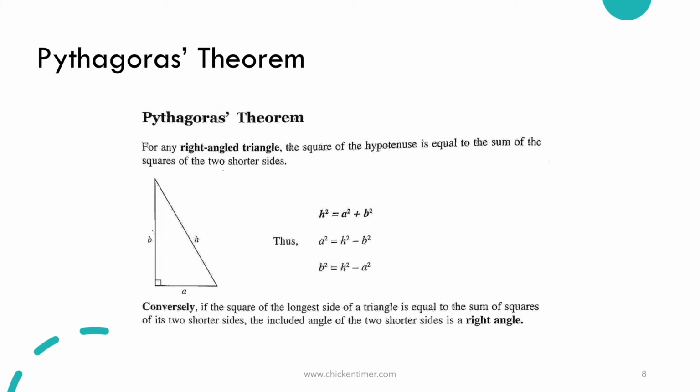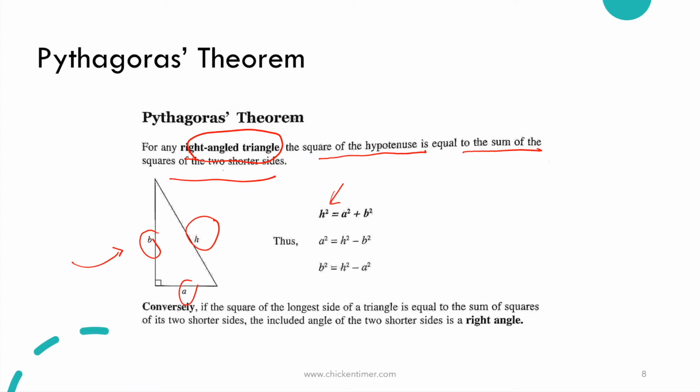So we have a slight detour down here. We talk about Pythagoras theorem. Pythagoras theorem is used for a right angle triangle. It says that the square of the hypotenuse is equal to the sum of the squares of the two shorter sides. In this diagram, we have h as the hypotenuse. h square will be the sum of a square plus b square. So for all right angle triangles, this is true.